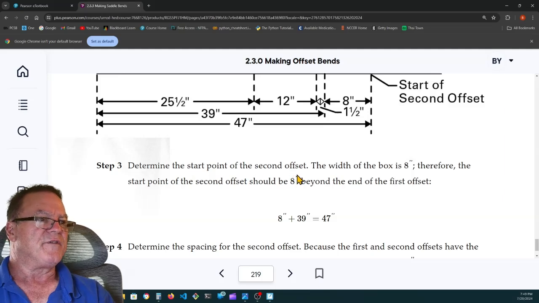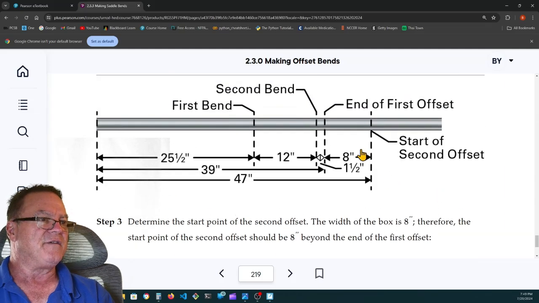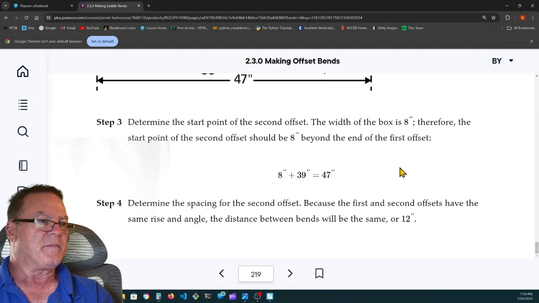Determine the start point for the second offset. The width of the box is 8 inches, therefore the start point of the second offset should be 8 inches beyond the end of the first offset. Here's the end of the first offset. We'll go 8 inches and put the beginning of the second offset. And then we'll use those same measurements, 39 inches, and we'll put the 12-inch spacing between our bends.